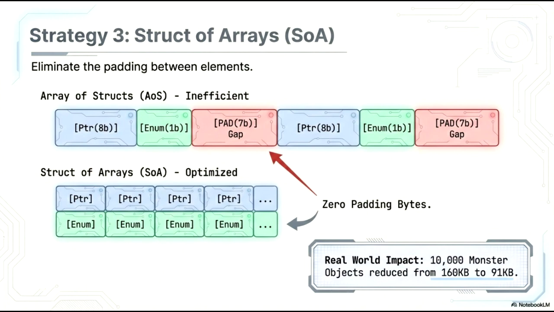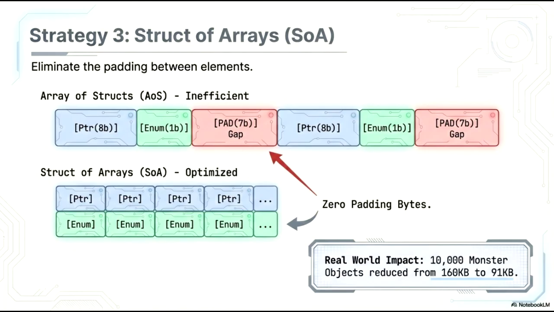By transitioning to a struct of arrays model, we decouple these fields into separate contiguous blocks. All pointers are stored together in one array, and all enums are stored in another. This arrangement results in 0 padding bytes because each element within an individual array is naturally aligned with its neighbors.